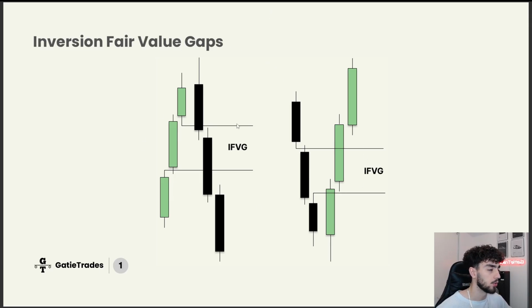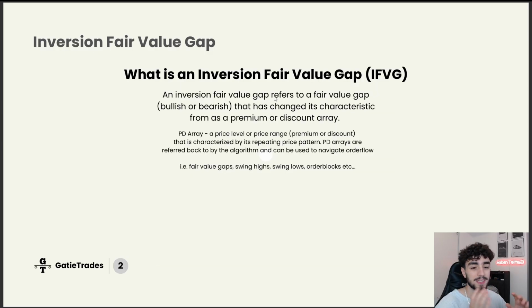This is a very quick illustration of what an inversion fair value gap looks like, but let's get into the notes. So what is an inversion fair value gap, or IFVG? In simple terms, an inversion fair value gap refers to a fair value gap, which can be bullish or bearish, that has changed its characteristic from a premium array to a discount array.